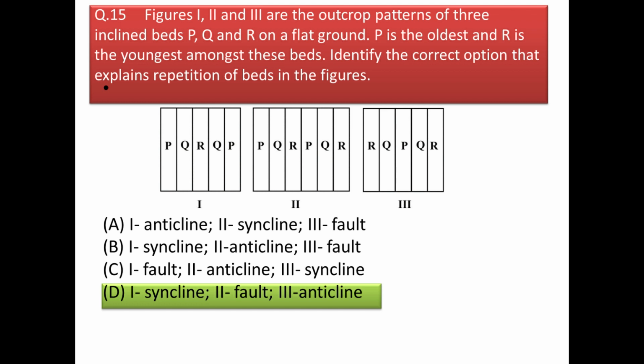Consider figure 1. In figure 1, at the center we have bed R, and to its right we have Q and to its left also we have Q. Next we have P on the right and P on the left also. And the same is the case for figure 3. If you mark this type of repetition in any kind of structure, then this structure might be a fold. That is, it might be a syncline or anticline. Now figure 1 says that R is at the center, which is the youngest bed. So that's why figure 1 is an example of a syncline. And in figure 3, P is at the center, which is the oldest one. That's why figure 3 is an anticline.